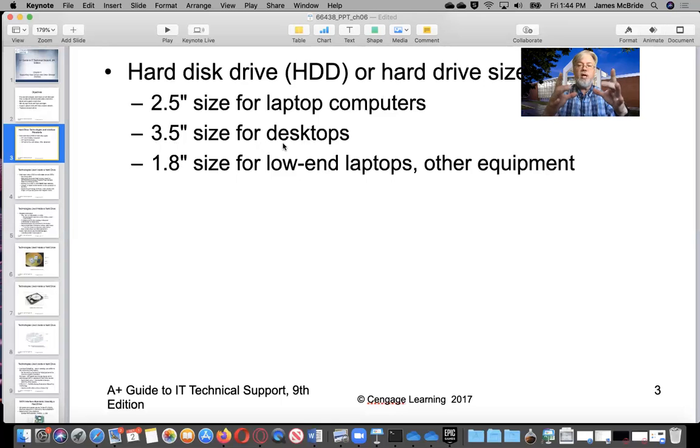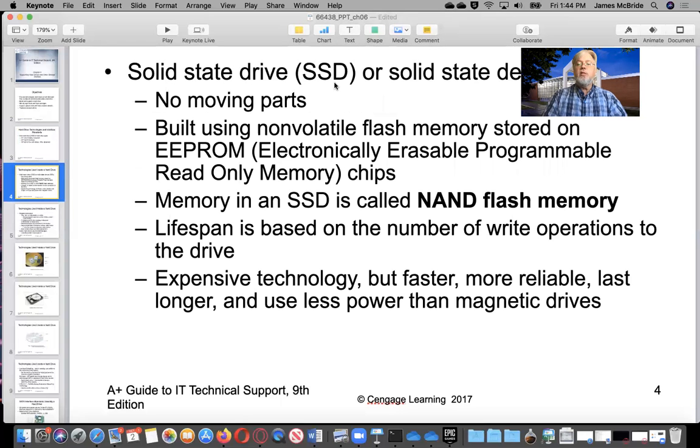And so bigger size usually is cheaper. All right, and then we have the solid state drives, and there's different ways to do solid state.